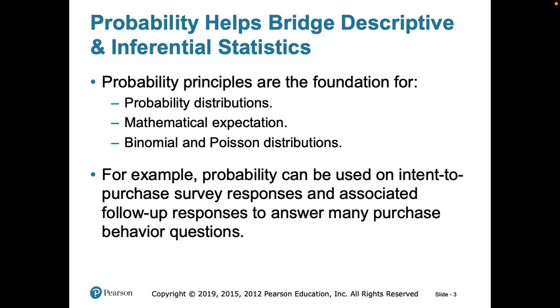For example, probability can be used on intent to purchase survey responses and associated follow-up responses to answer many purchase behavior questions. The book talks about that example where they send this survey to 1,000 households, and so many of them say they are thinking about purchasing, and then how many said they're not thinking about purchasing, and then how many purchased and how many didn't purchase. So we'll talk a little bit about that later.